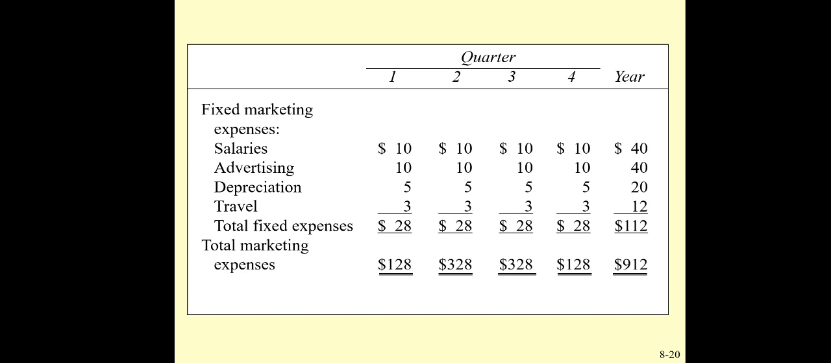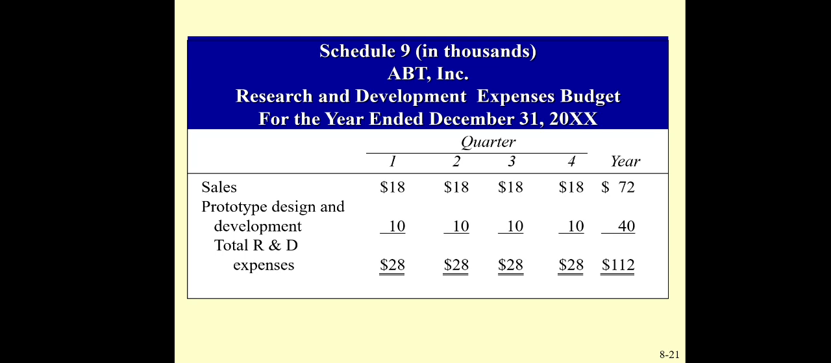Okay, so what is the next thing? Schedule number 9 is the research and development expenses budget. In some textbooks there is no budget for research and development, but in the textbook that I refer to, there is a budget for research and development expenses.